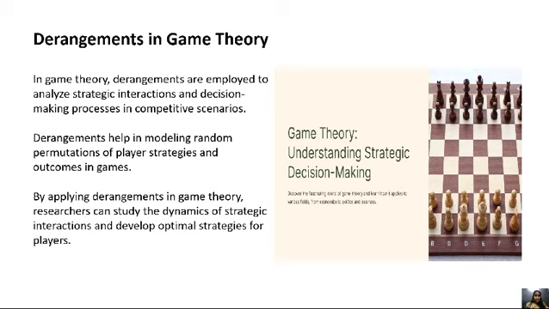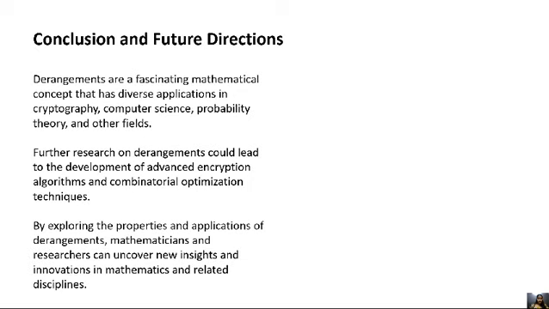Derangements in game theory. In game theory, derangements are employed to analyze strategic interactions and decision-making processes in competitive scenarios. Derangements help in modeling random permutations of player strategies and outcomes in games. By applying derangements in game theory, researchers can study the dynamics of strategic interactions and develop optimal strategies for players.